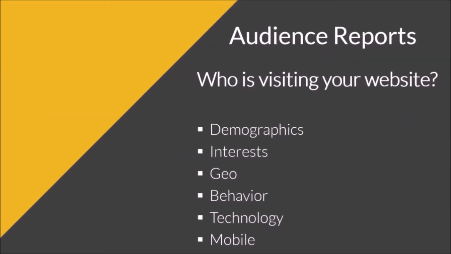Google Analytics does have several reports bundled into it to give you more detailed information about what's going on with your site. One collection of those reports includes audience reports, which indicate who is visiting your website. It'll give you information such as demographics, interests, geographic location, behavior, and the technology someone's using. Are they using a mobile device? Are they using a computer? What's their screen resolution? What browser are they using? They'll also give you information about the mobile device they're using. Are they using an iOS device or an Android device?